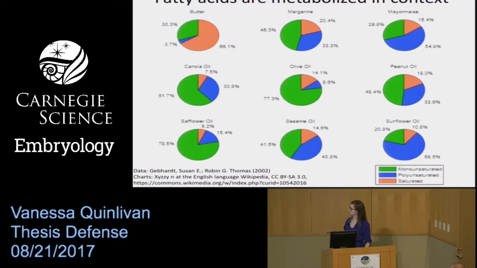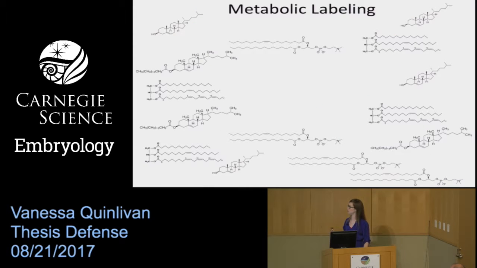So the way to feed an animal or a model system a realistic mixed lipid diet, but to still look at the metabolism of an individual nutrient, is accomplished through metabolic labeling.